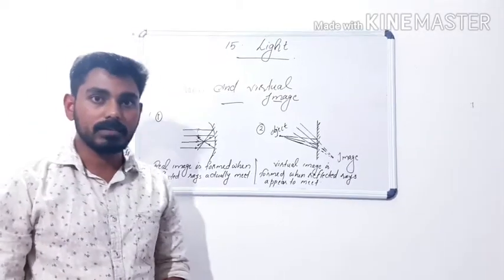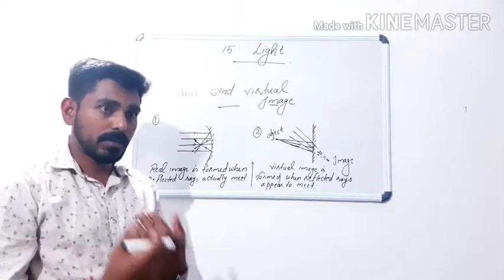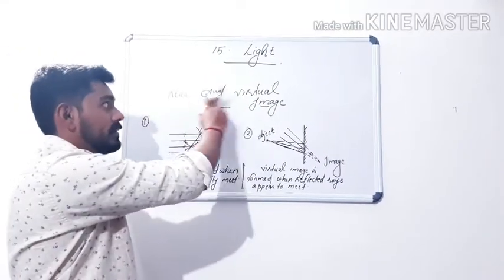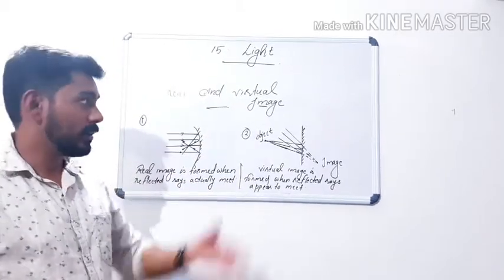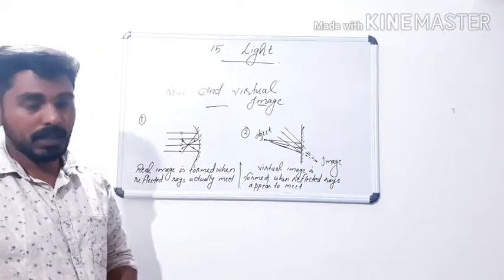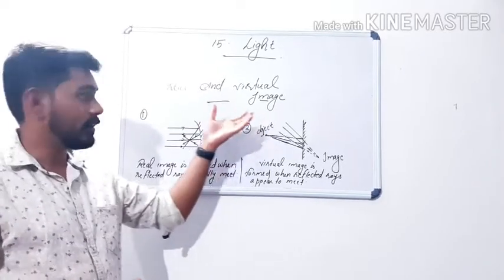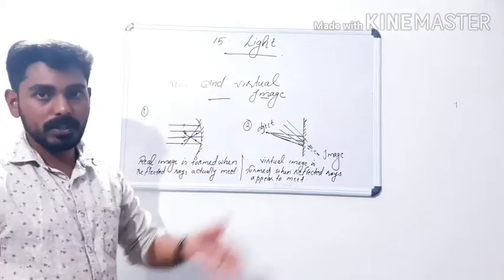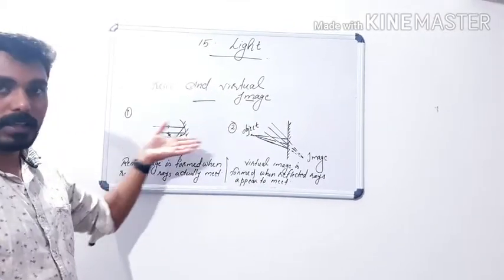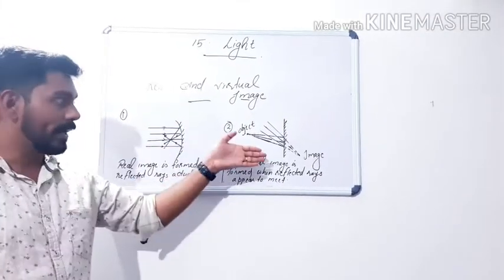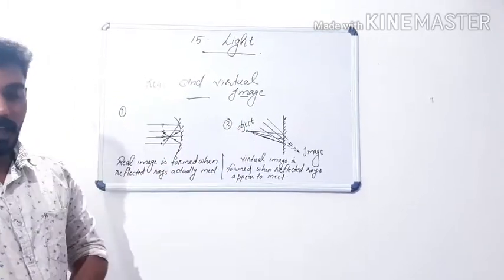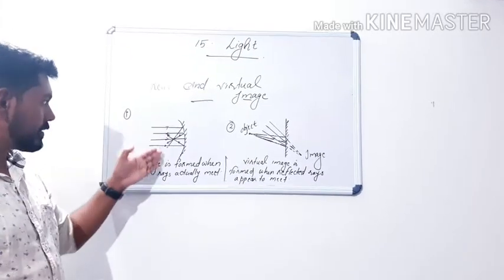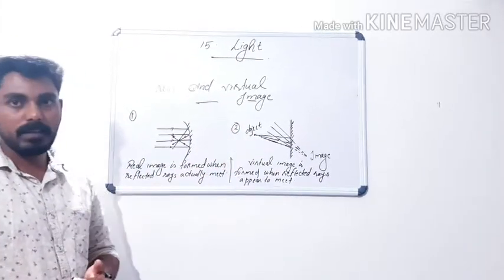Okay, now let's talk about images. When we talk about images, there are mainly two types: one is the real image and one is the virtual image. It is very important to know the difference between these two images, real and virtual. Here on the whiteboard you can see two ray diagrams. In this first case, this is the first scenario, and this is the second scenario.